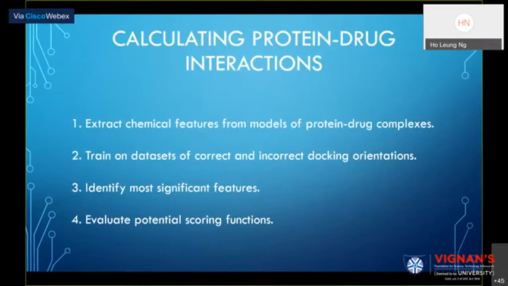These features would include relatively simple chemical properties, such as molecular weight or calculated hydrophobicity, electrostatic charges, etc.